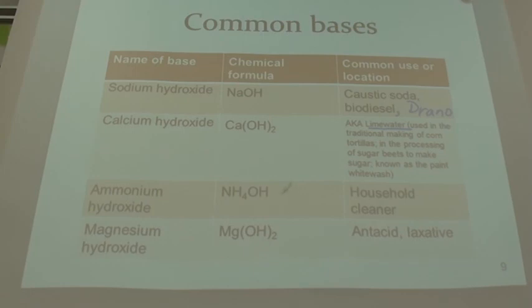Ammonium hydroxide is household cleaner. Anybody who's ever used ammonia is actually using ammonium hydroxide. And magnesium hydroxide is the antacid. Remember we called it yesterday milk of magnesia? That's what we did the rainbow indicator lab with.